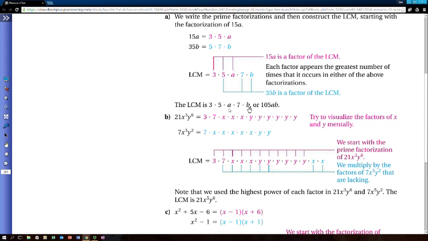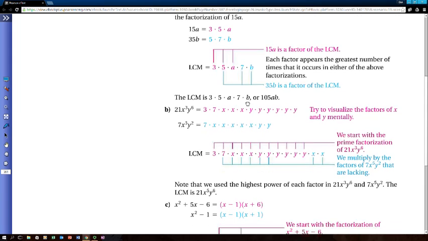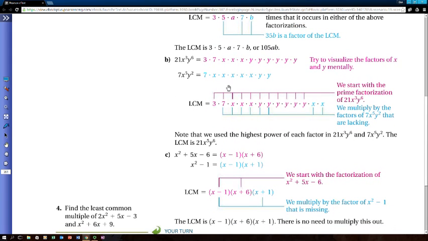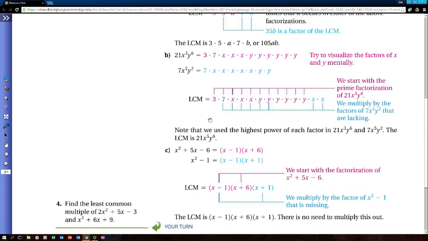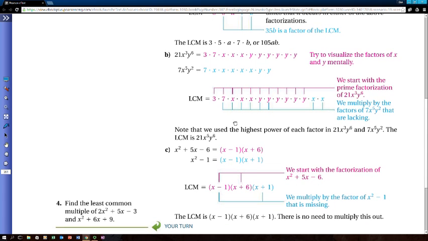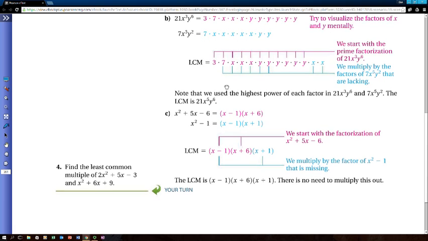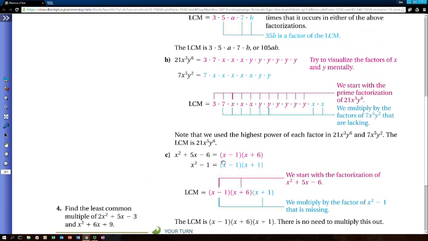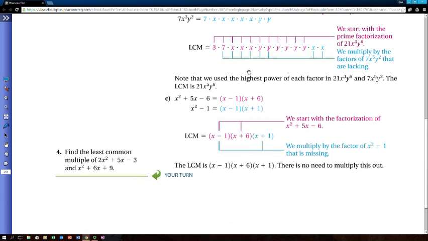So the LCM is right here, a multiplication of those prime factors. Example B does the same thing. Lot of x's, lot of y's. Make sure that you get your exponents right by counting how many times they're factors. And the same thing here too, if I want to find the LCM between x squared plus 5x minus 6, can I factor that? Isn't that what we're doing up here, prime factoring? Well, prime factor this trinomial.